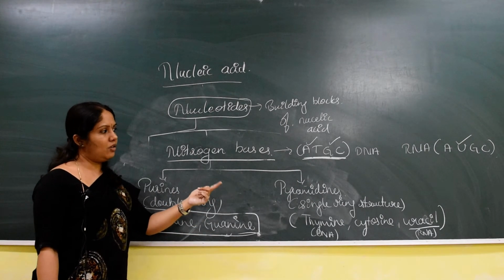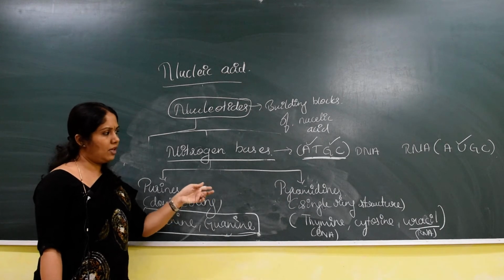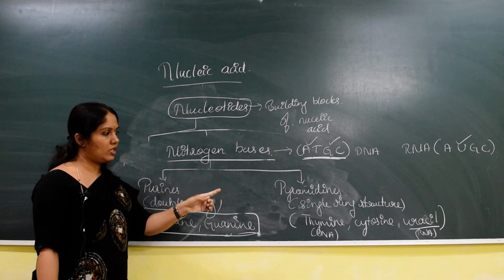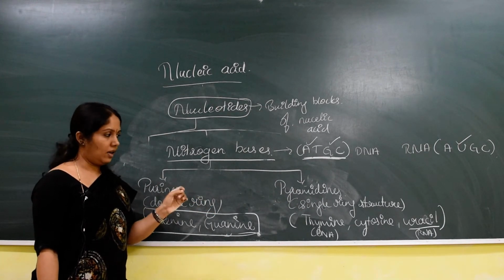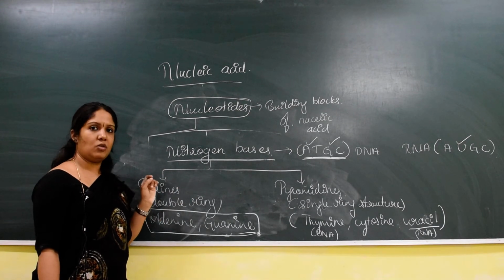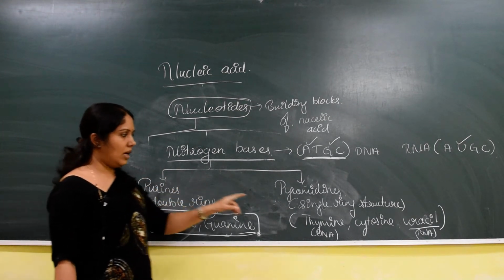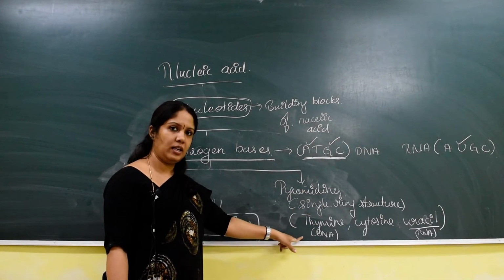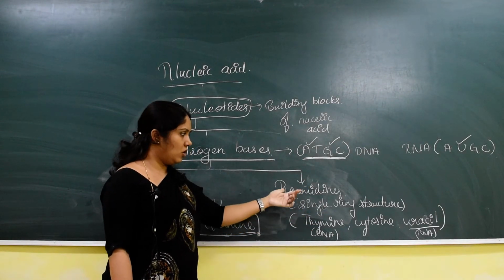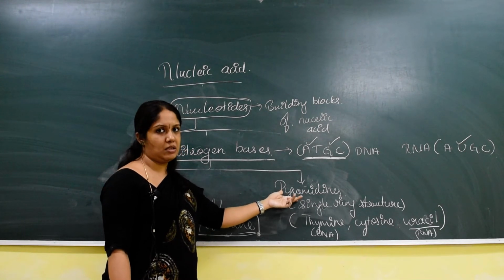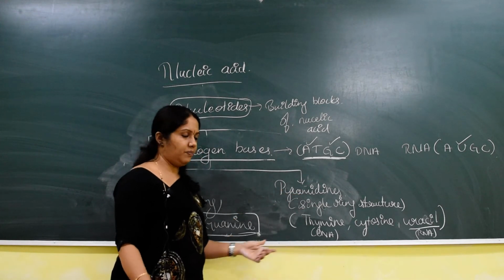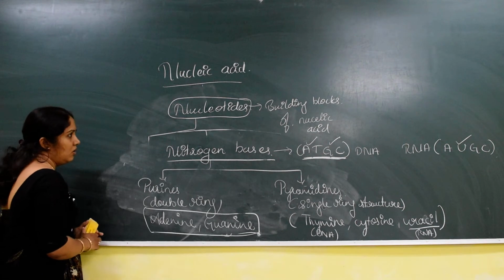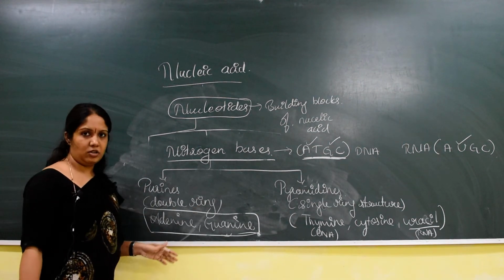Whereas thymine, cytosine and uracil are pyrimidines. If you remember thymine, automatically you can write uracil. But the uracil is only present in RNA, whereas thymine is present only in DNA. So the thymine cannot be seen in RNA. In the same way, the uracil cannot be seen in DNA. But both belong to which category? Pyrimidines, thymine, cytosine and uracil. So this is about the nitrogen bases.